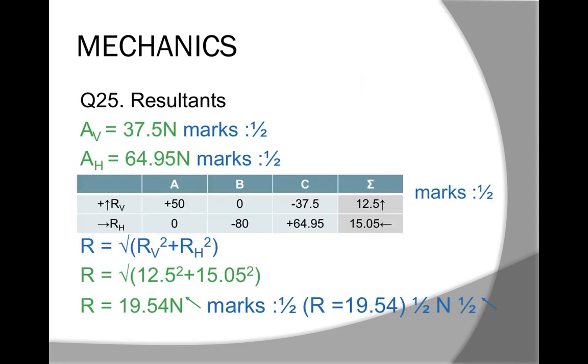Again, I went through that in more detail. Here's the breakdown of marks. Half a mark for showing the vertical component, half a mark for showing the horizontal component, half a mark for doing the addition, half a mark for finding the resultant, half a mark for writing the letter N, half a mark for showing the angle, the direction.